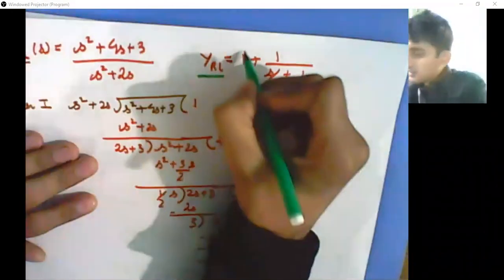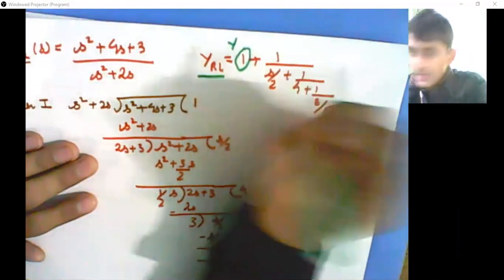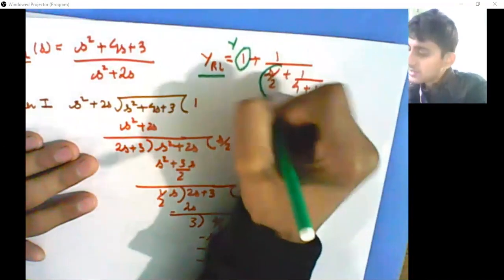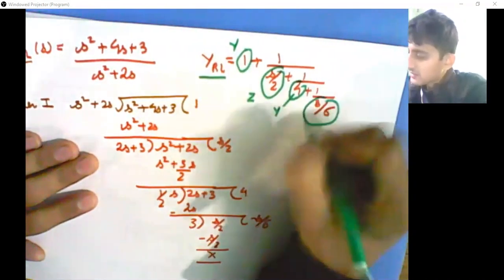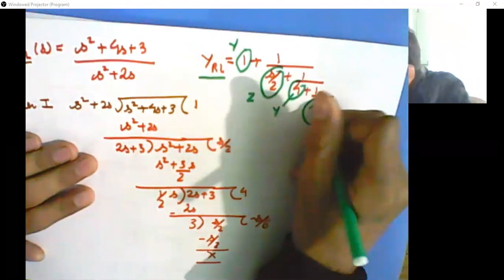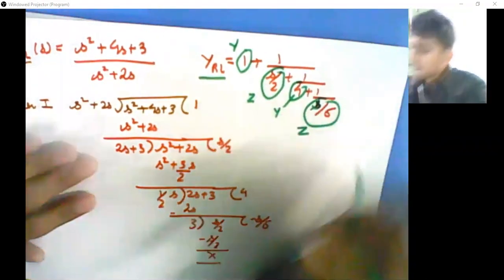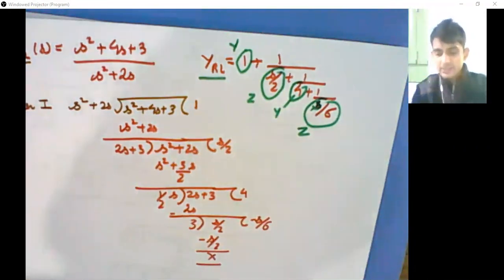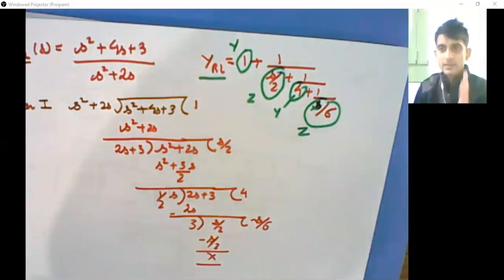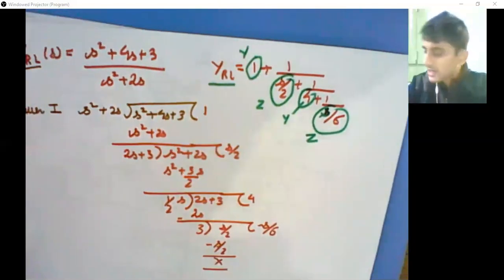But now things have changed drastically. This is going to be a Y, and 1 upon Y is going to be a Z. Then this will be a Y, and this will be, this should be S upon 5, right? A Z. Fine. So you will actually start with an element in parallel and not in series. So we will start like this.